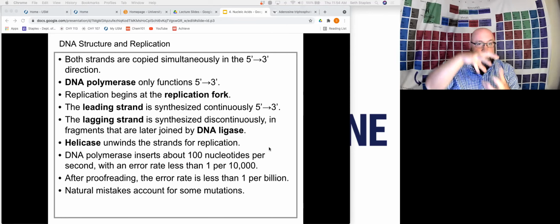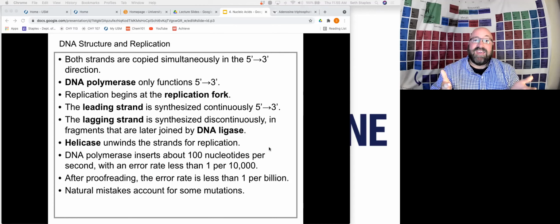Both parent strands are copied simultaneously from the 5' to the 3' direction, because DNA polymerase, which is one of the enzymes that helps assist this whole process, only functions from 5' to 3'. Replication begins at what we call the replication fork. We have two different strands of DNA that will start to form from this fork. The leading strand is synthesized continuously from 5' to 3'. The lagging strand is synthesized discontinuously in fragments that are then later joined together by another DNA enzyme, DNA ligase.